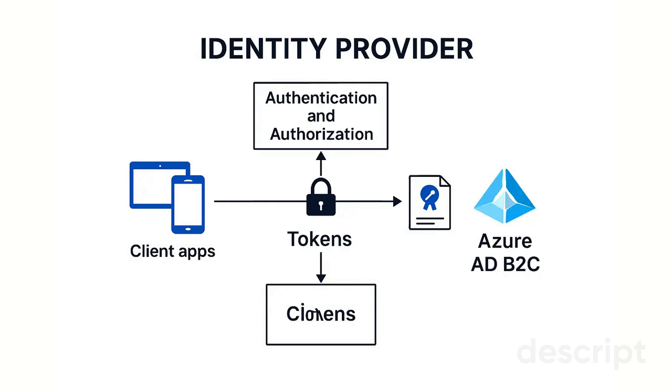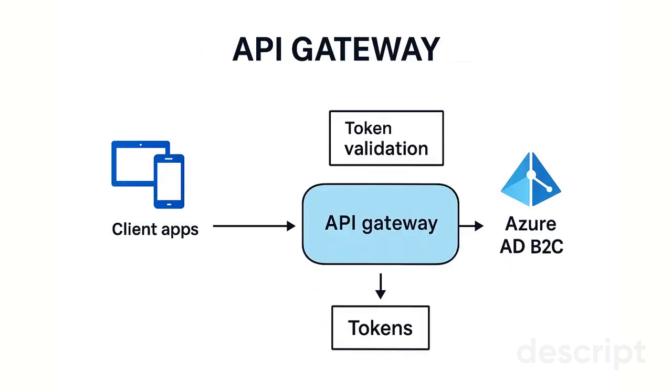Identity providers like Azure AD B2C or any OpenID Connect compliant service handle authentication and authorization. They issue secure tokens after verifying user credentials, allowing the API gateway to enforce access control. This separation adds an extra layer of protection and supports features like multi-factor authentication for sensitive applications.